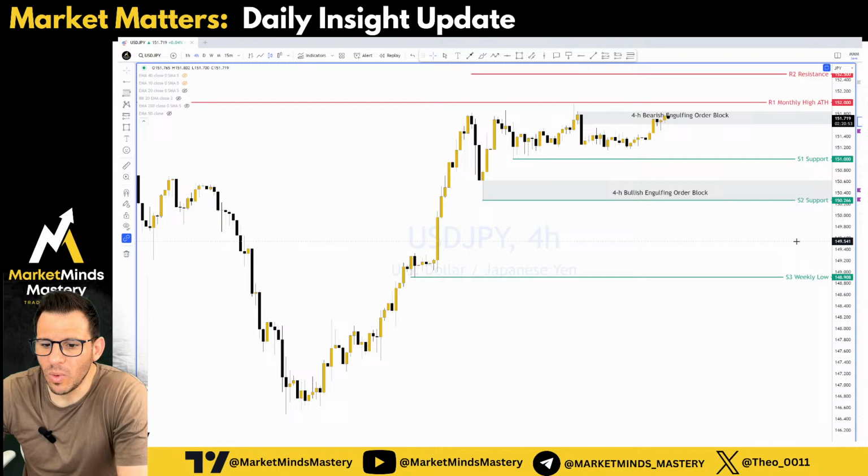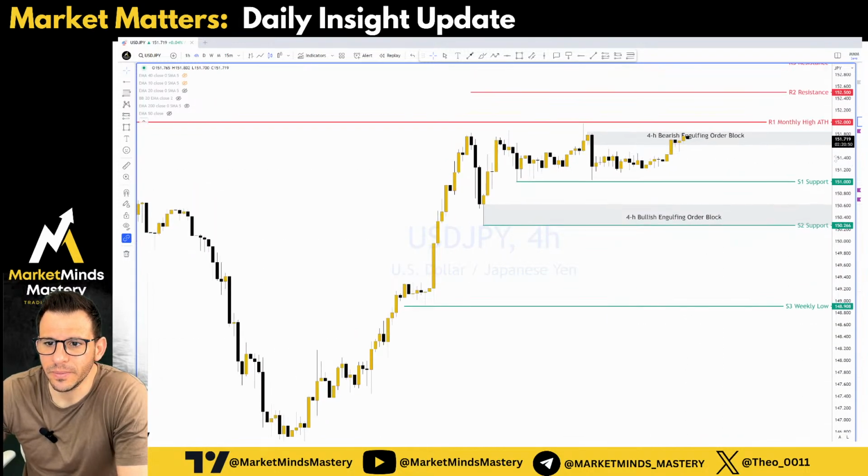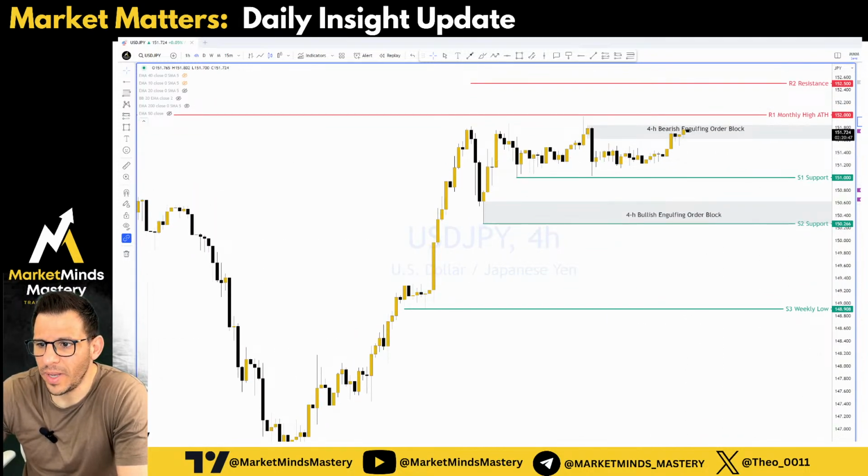Next one, USDJPY on the 4-hour chart. The price, based on the US dollar strength, of course, moved upward yesterday. Again, we are into this 4-hour bearish engulfing order block. There is the all-time high monthly resistance here. For some traders, it's worth taking some counter-trend trades here because of this all-time high. I'm not saying that the market is going to move lower, I don't know, but there is a high chance that the decline will occur.